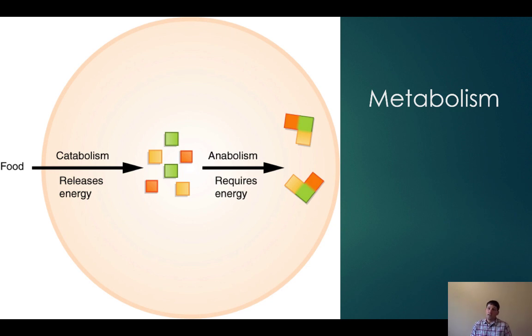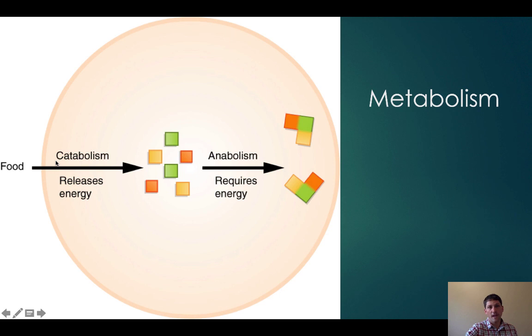Okay, so here we are. We're going to talk a little bit about metabolism and homeostasis. As you can see in this diagram, we've got this big circle that represents our bodies. We have food. We bring that food into our bodies, and through catabolic reactions, we break that food down into its component parts, and we have smaller pieces.